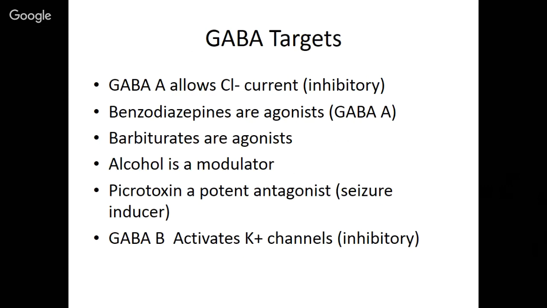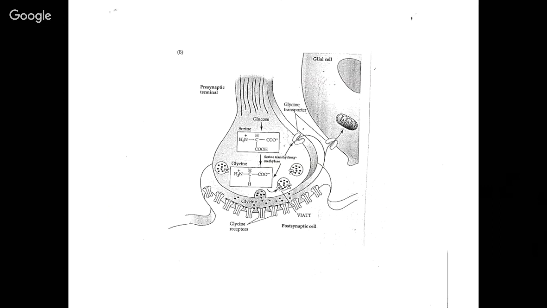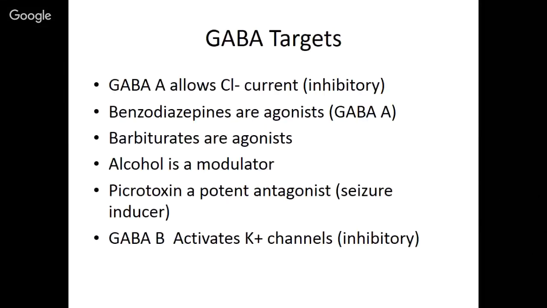GABA B activates calcium channels, with calcium going in and chloride coming out. Both those mechanisms are inhibitory. So our brain is having more inhibitory processes going on at the same time, most of the time.